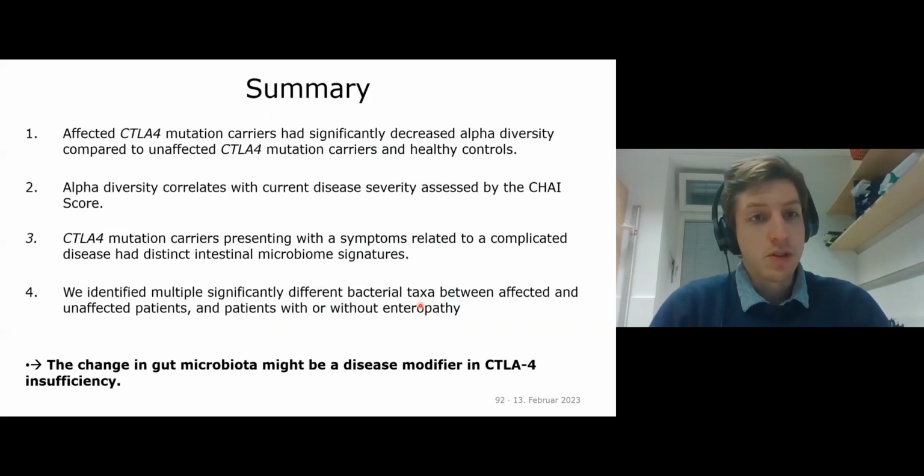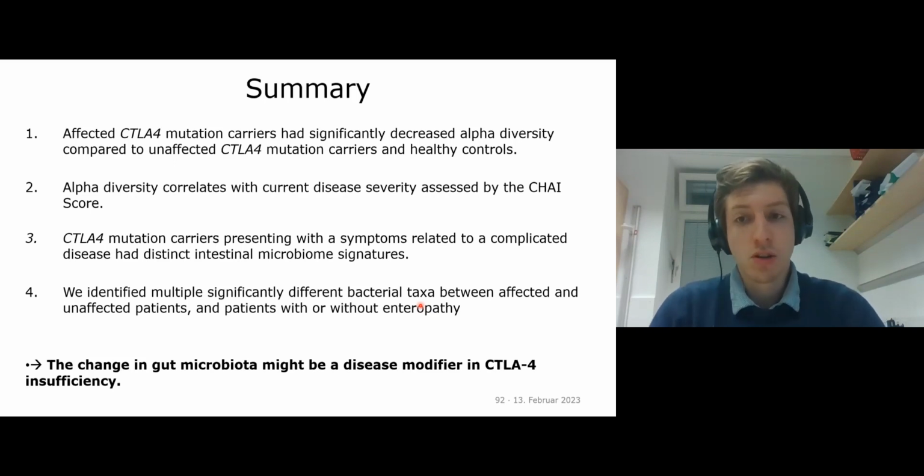And then to draw a short summary, I hope I showed you that affected CTLA4 mutation carriers had significantly decreased alpha diversity compared to unaffected controls, as well as unaffected CTLA4 mutation carriers, and that the alpha diversity not only correlates with having a mutation, but as well with the disease severity as it is measured by the chi-score.